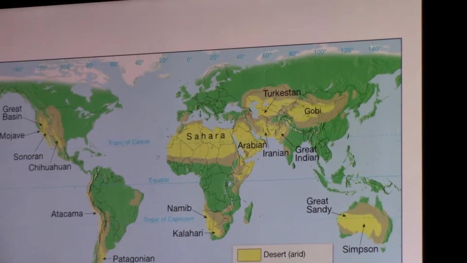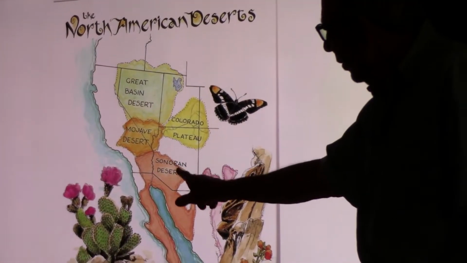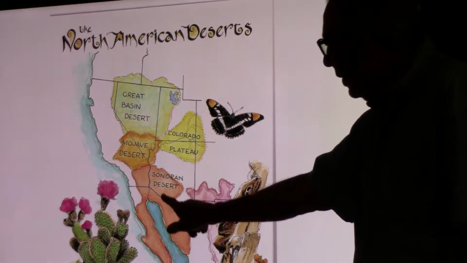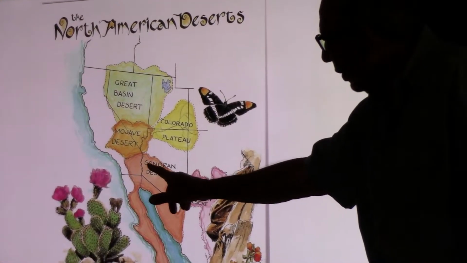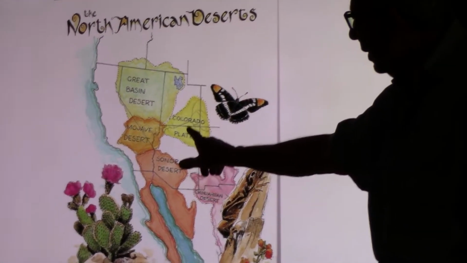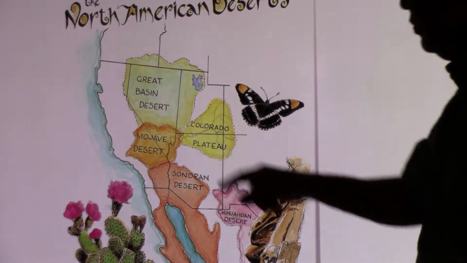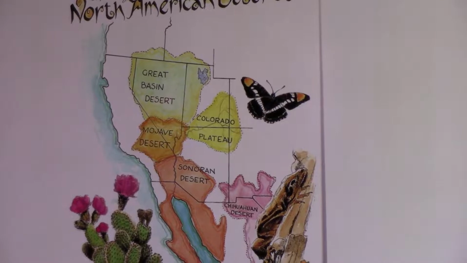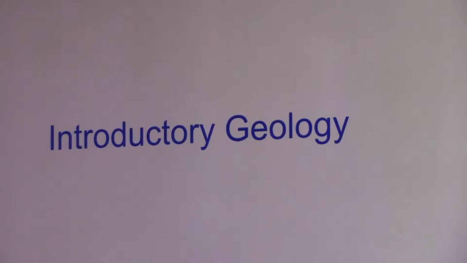Next slide. Okay, so here are the American deserts. We're in the Mojave. There's also the Sonoran in Arizona, the Chihuahuan, and the Colorado Plateau. Some maps have these together as just the Great Basin Desert. Next one. So a little bit about introductory geology.